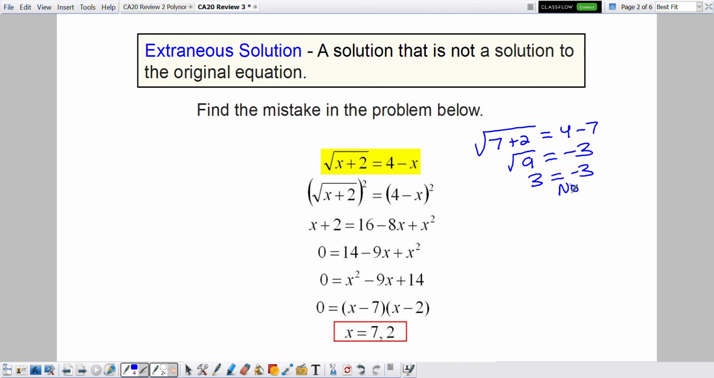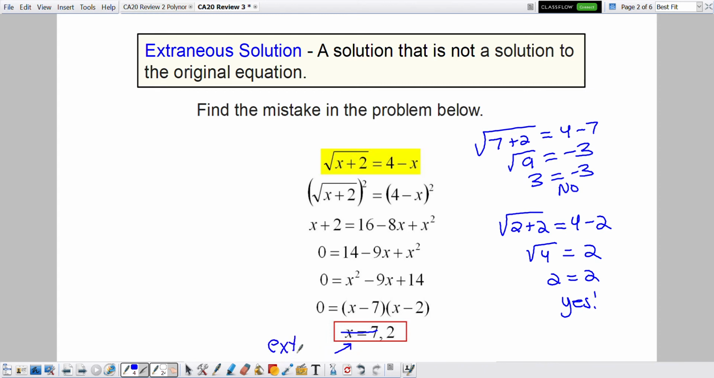Let's try 2. The square root of 2 plus 2 equals 4 minus 2. So I get the square root of 4 equals 2. 2 equals 2. Yes. Okay? And so 7 is an extraneous solution. We're going to cross it off. Okay? And so right here, it's extraneous.